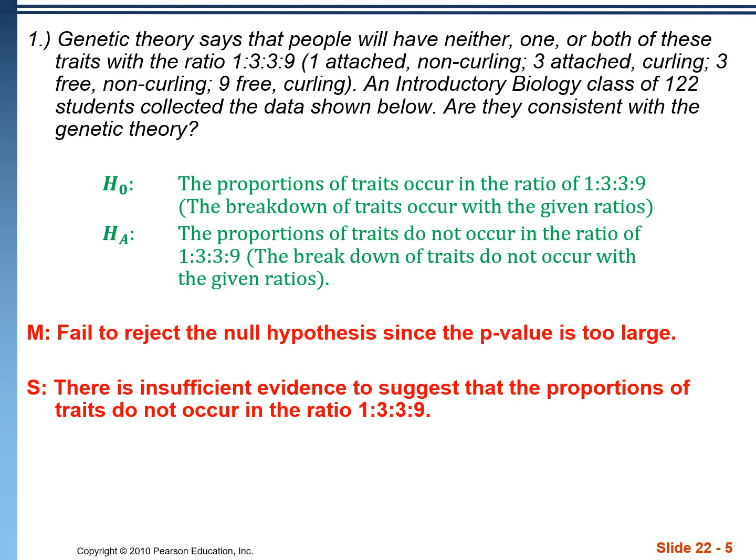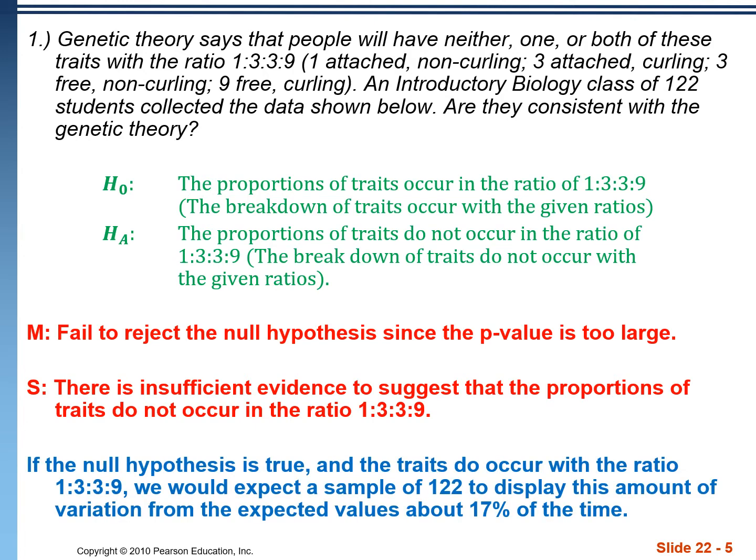There's insufficient evidence to suggest that the proportions of traits do not occur in the ratio 1 to 3 to 3 to 9. If it asks us to interpret a p-value, we would write something like this. If the null hypothesis is true and the traits do occur with the ratio 1 to 3 to 3 to 9, we would expect a sample of 122 to display this amount of variation from the expected values about 17% of the time. That's about 1 out of 6 times. That's not enough evidence for us to reject the null hypothesis, so that's why we reached the conclusion that we did.